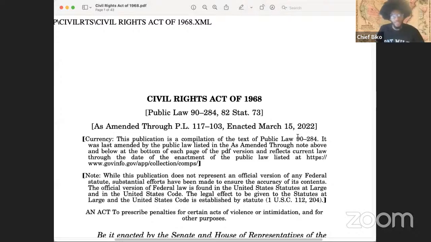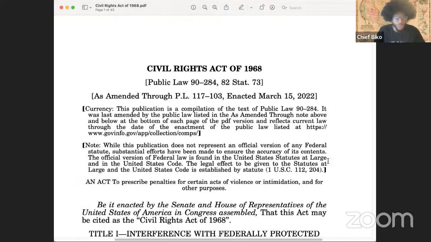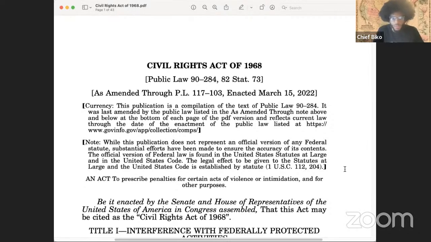Civil Rights Act 1968, Public Law 90-284, 82 Stat 73, as amended through PL 117-103, enacted March 15th, 2022. Currency. This publication is a compilation of the text of Public Law 90-284. It was last amended by the public law listed in the as amended through note above and below at the bottom of each page of the PDF version and reflects current law through the date of the enactment of the public law listed.